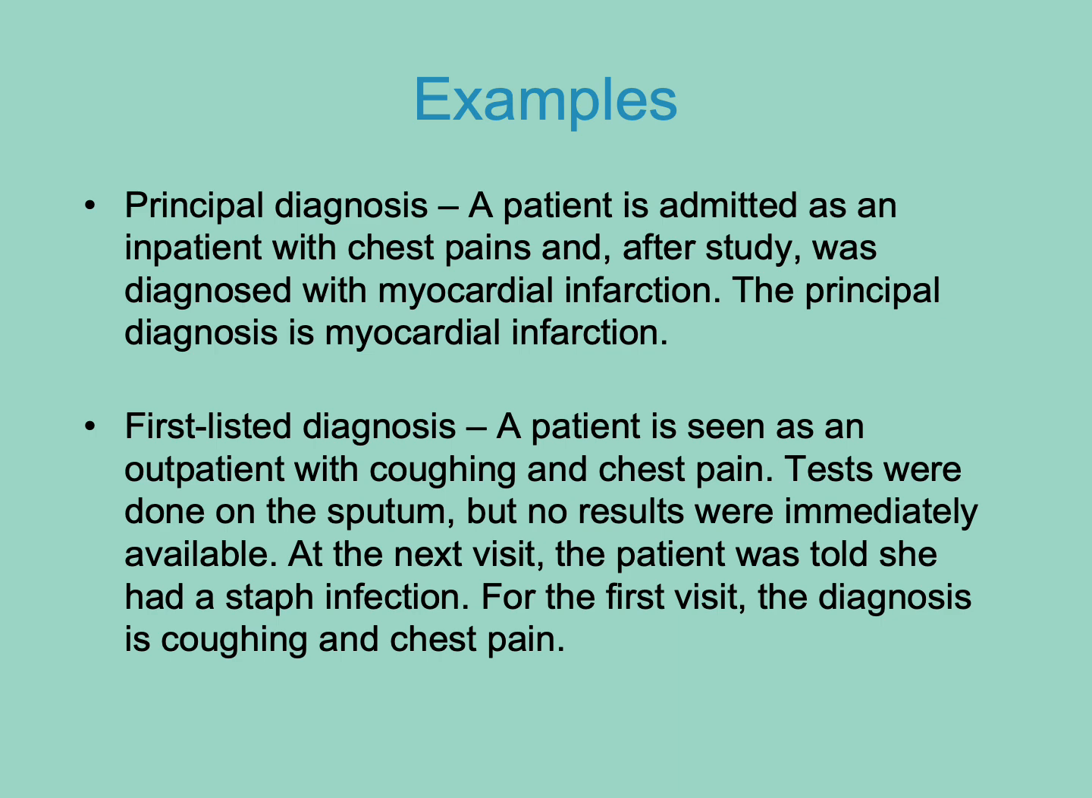For an outpatient, first listed diagnosis: a patient is seen as an outpatient with coughing and chest pain. Tests were done on the sputum, but no results were immediately available. At the next visit, the patient was told she had a staph infection. For the first visit, the diagnosis is coughing and chest pains. So you're not going to say, in this case, the patient had a staph infection at that first visit. You're going to say coughing and chest pains. That's all you know at that first visit. So that's an important change in addition to just using different terminology: principal diagnosis, first listed diagnosis.